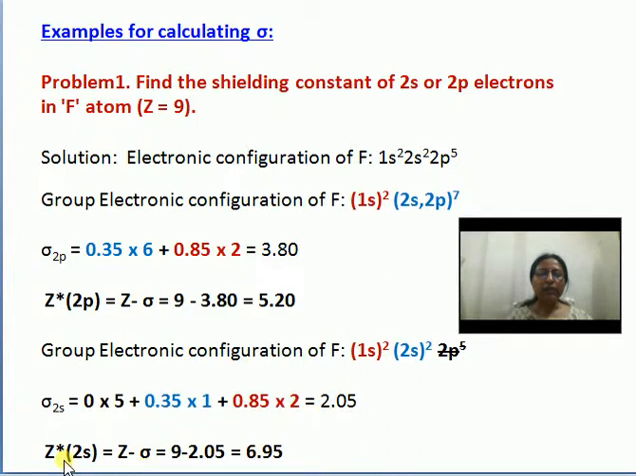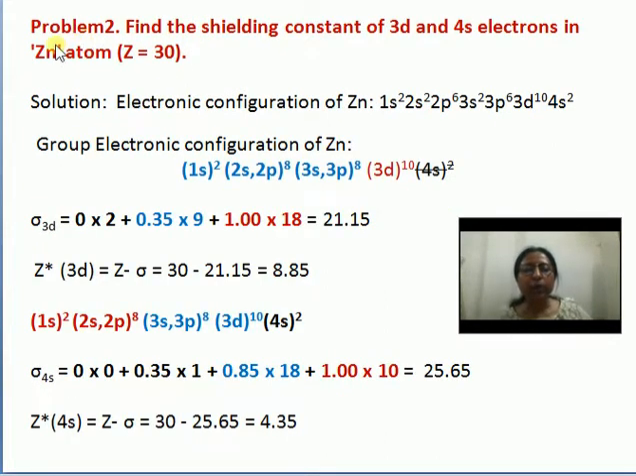So Z star felt by this 2s electron will be Z minus sigma is equal to 9 minus 2.05, and it will give rise to a value of 6.95. So this is the problem 2.